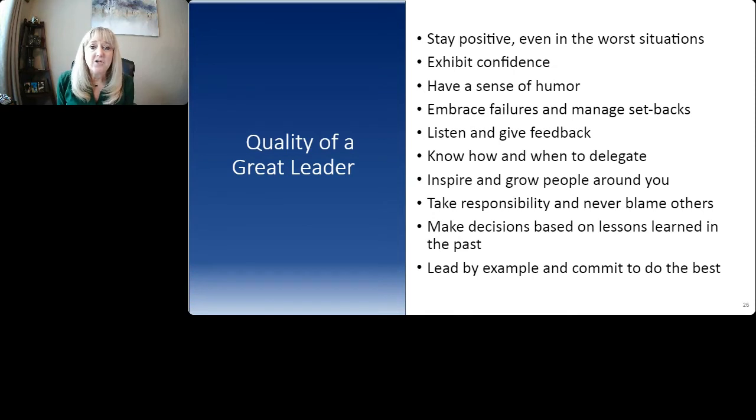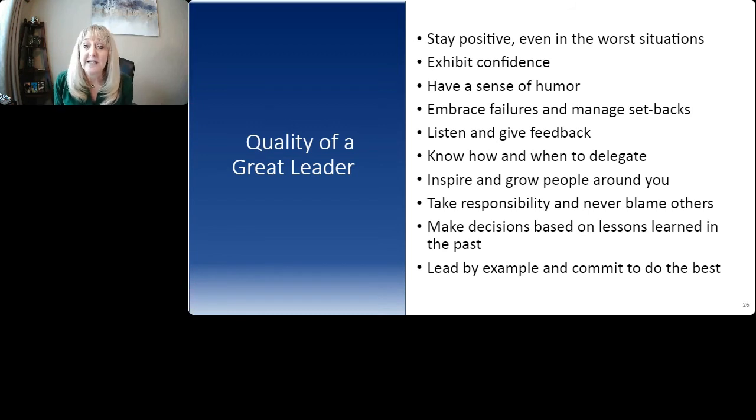Embrace failures and manage setbacks. For every setback I've ever had, I've learned something, and it's made me a better manager. Listen, and give feedback. And when you're giving feedback, know your audience too. If you're giving feedback to a group, you don't want to hurt someone's feelings. Some people are more sensitive than others. Others don't need the sugar coat, they want to be direct. But you have to know your folks.